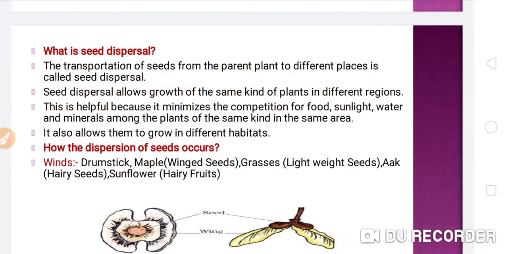Now, what is seed dispersal? The transportation of seeds from the parent plant to different places is called seed dispersal. Seed dispersal allows growth of the same kind of plants in different regions. This is helpful because it minimizes the competition for food, sunlight, water and minerals among plants of the same kind in the same area. So this is seed dispersal. It also allows them to grow in different habitats.